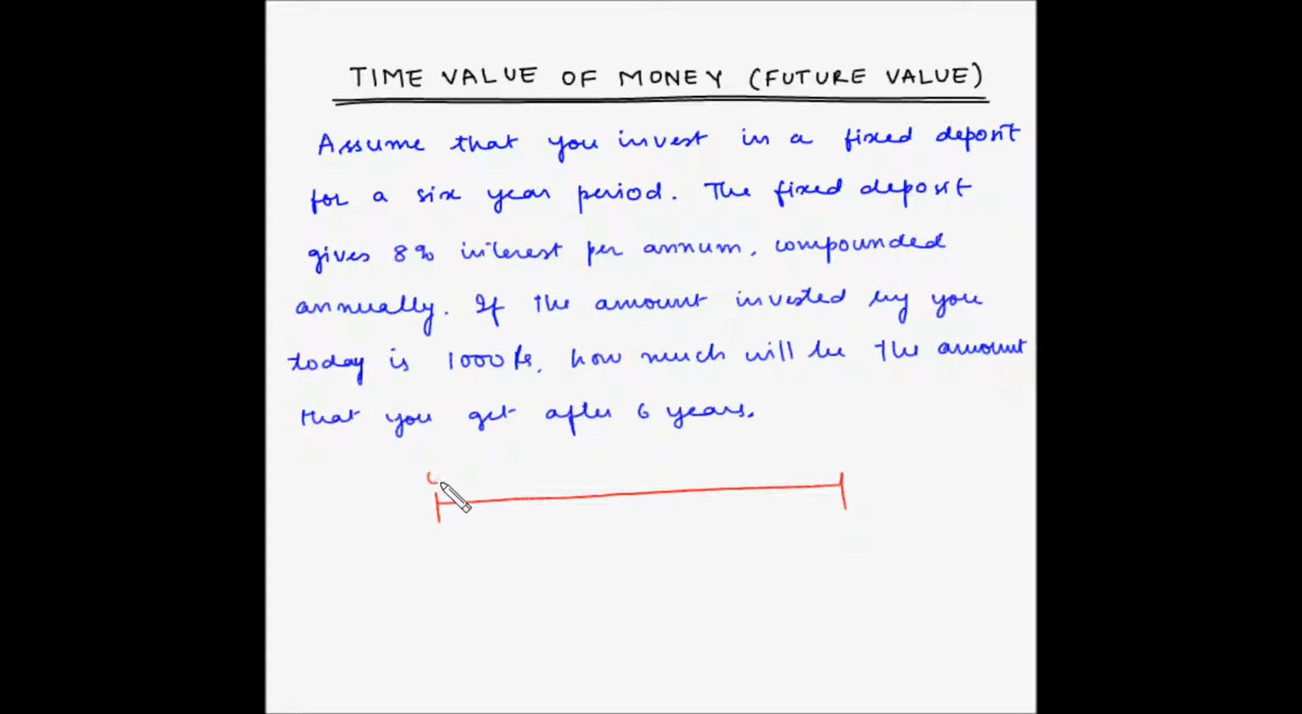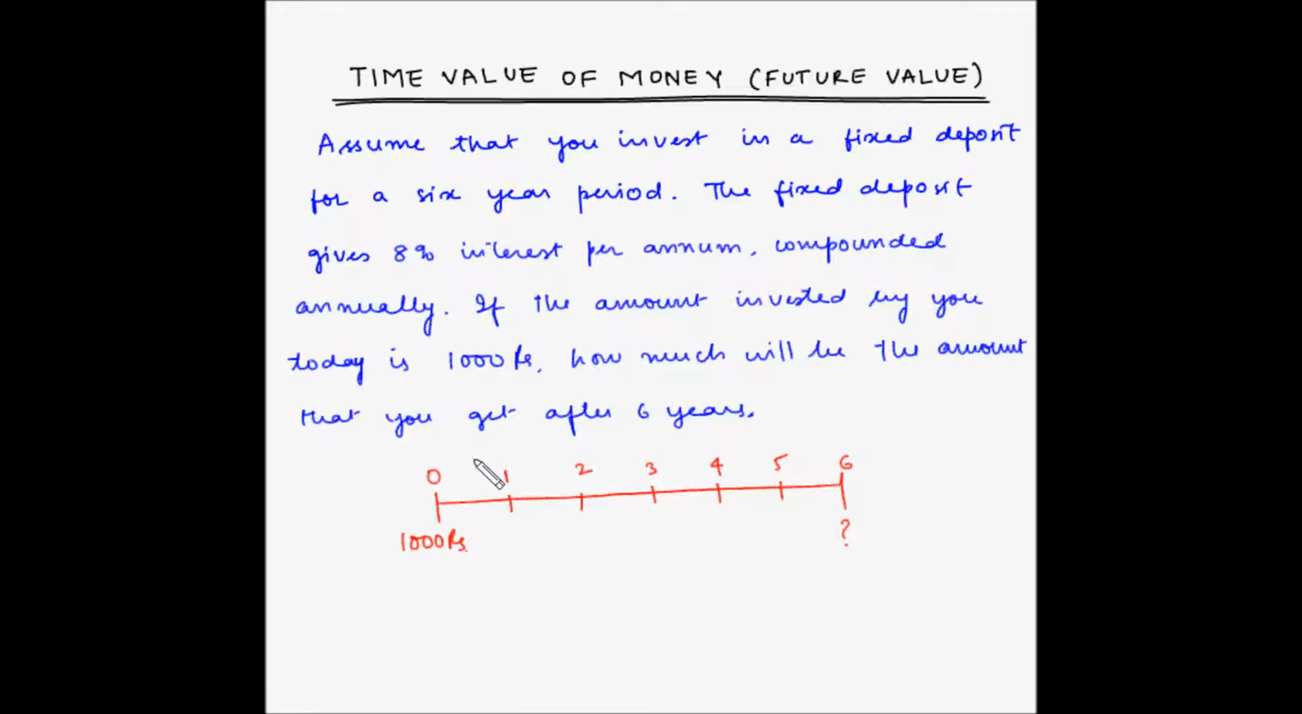So let's say this is time period 0. This is year 1, year 2, year 3, year 4, year 5, and year 6. So 1 represents the end of year 1, 2 represents the end of year 2, and so on. Now the initial investment is 1000 rupees, and we have to find out how much will be the amount at the end of 6 years.